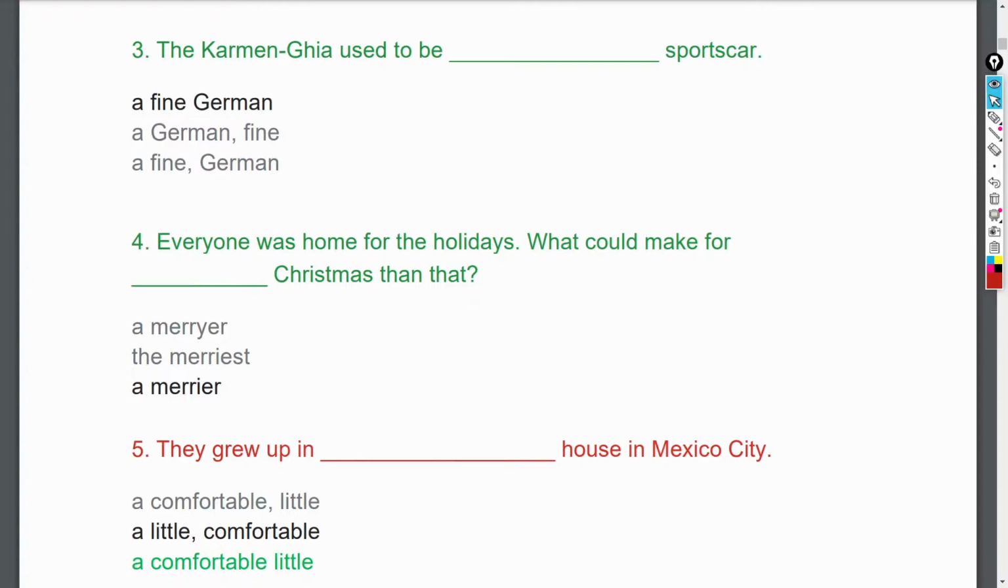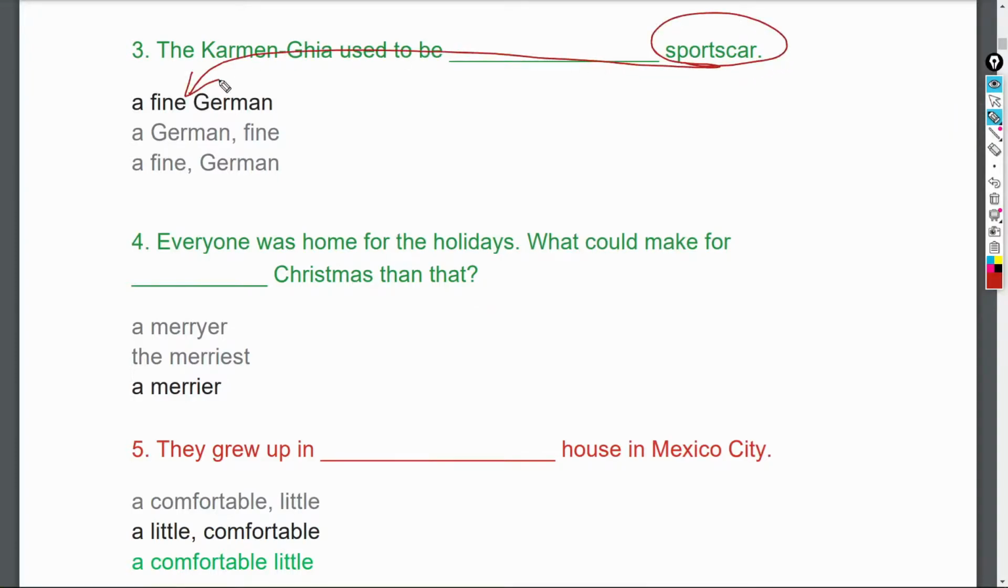So what does cumulative mean? This together talks about the quality of the sports car. What does together mean? This together talks about the sports car. It is fine also and it's made in Germany also. Therefore, as it is cumulatively talking about the sports car, there will be no comma in between the two. Did you understand? So now let us move ahead.